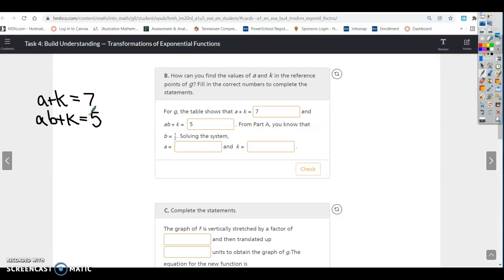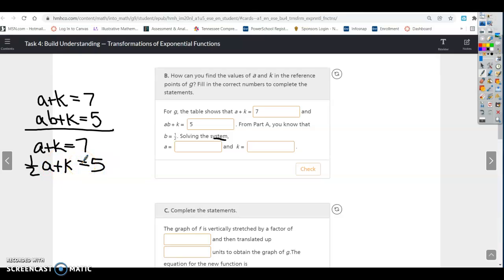All right, it says from part A, you know that b equals 1/2. So solve the system. Okay, systems. In the last unit, we solved systems of equations. So the first thing we're going to do is substitute 1/2 for b. So we're going to have a plus k equals 7. And then the second equation, b is 1/2. So we're going to have 1/2 times a. I just rearranged these using the commutative property. Order can be switched around.